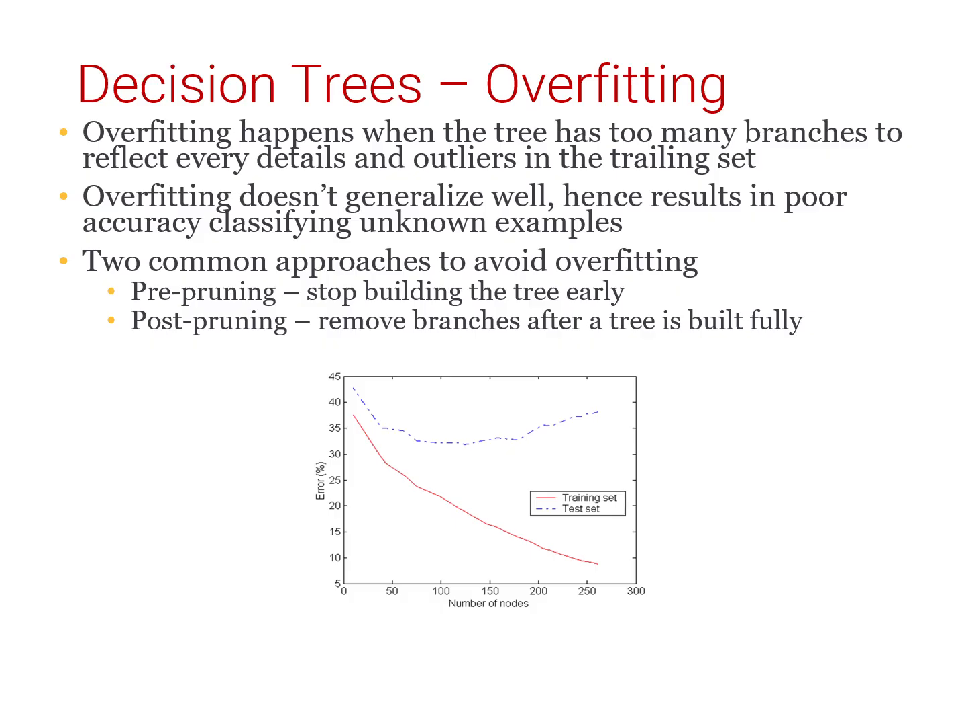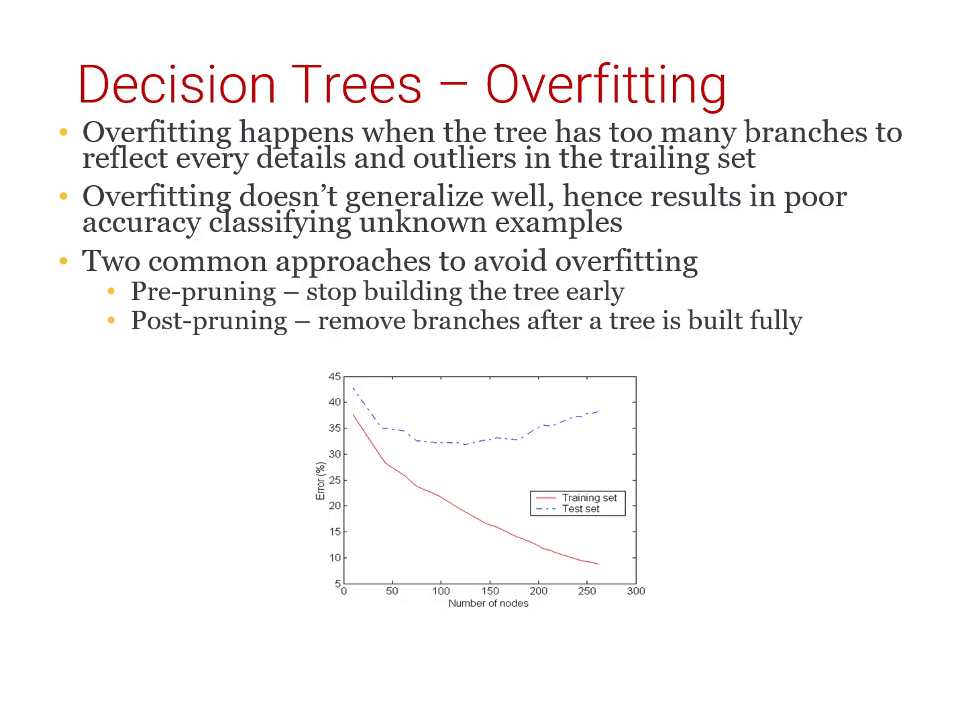Overfitting is a common pitfall that occurs when the tree becomes too complex, with an excessive number of branches that attempt to reflect every detail and outlier in the training set. Imagine a decision tree as a map that guides us through the decision-making process. An overfitted tree is like a map that is so detailed that it includes every tiny street, alleyway, and individual house. While such a map might be perfect for navigating a specific neighborhood, it becomes cumbersome and impractical when trying to navigate an entire city or region.